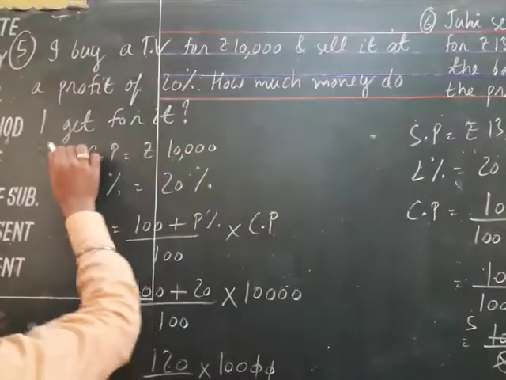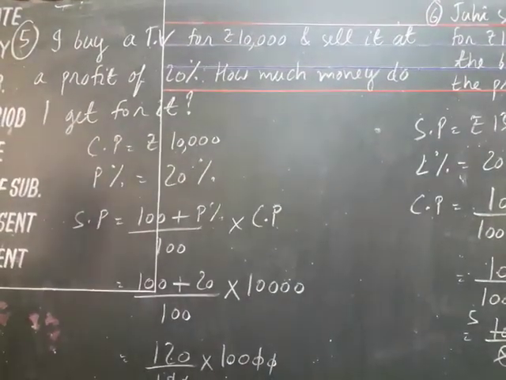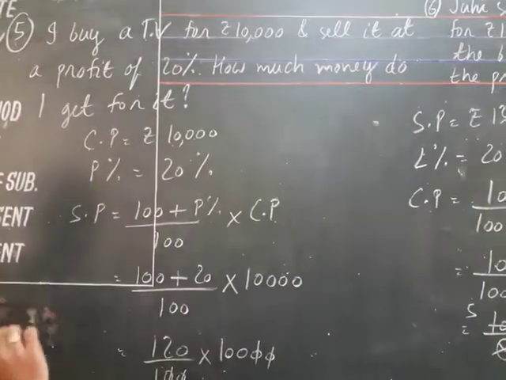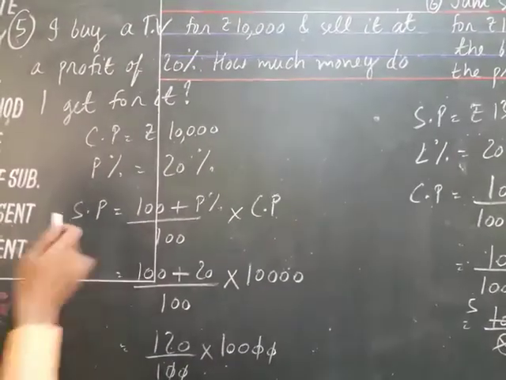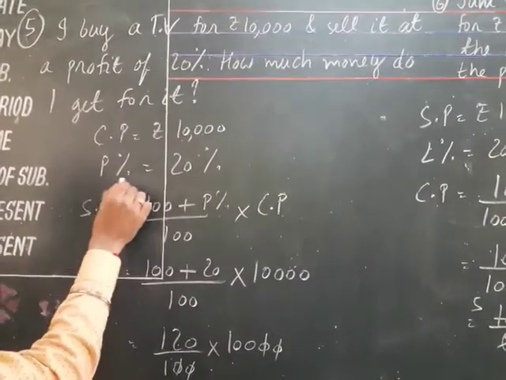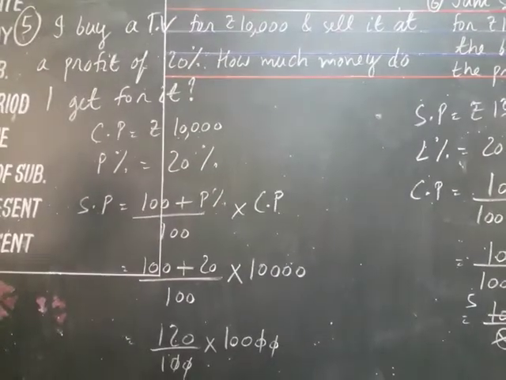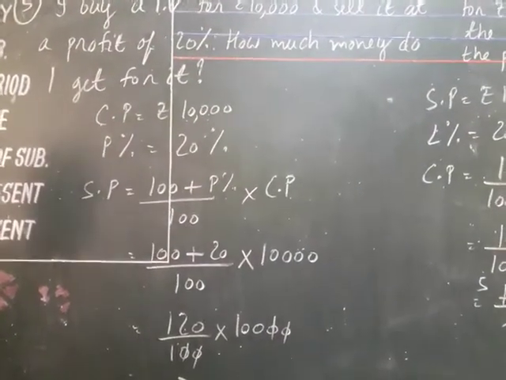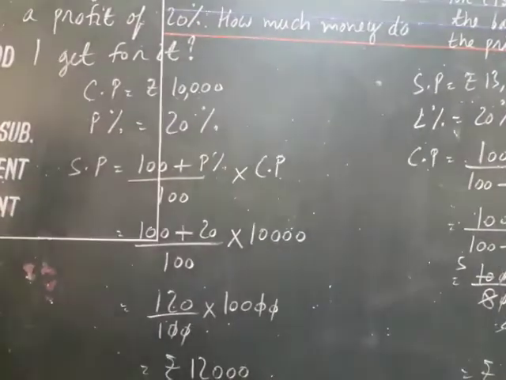How much money do I get for it? I buy it, cost price is rupees 10,000 and I have sold it at a profit of 20%. That means profit percent is 20%. I have to find a selling price. So students, there is a formula to find a selling price.